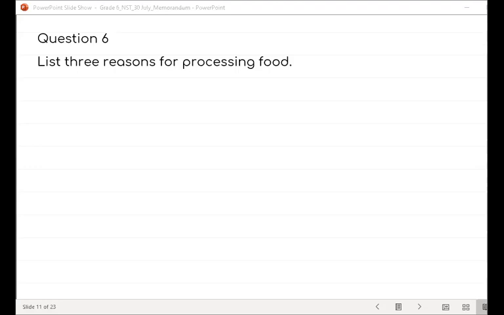Yes, ma'am. If at home they bought a can of beans, how long do they last at home? They last long. Okay. And remember, canned beans are also processed. So the second reason for processing food is so it can last longer, for its shelf life. Okay, so it can last longer.